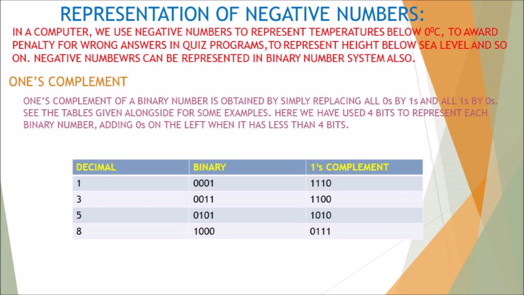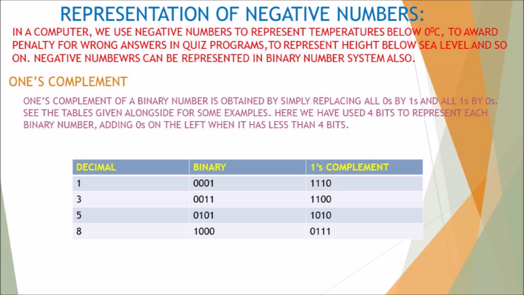So next is the representation of negative numbers. In decimals, we use negative numbers to represent values below 0. Whereas in binary also, we can represent negative numbers. There are many ways to represent negative numbers in binary. One widely used method is 2's complement representation. So for representing negative numbers in the binary number system, we use 2's complement representation. Before we find the 2's complement, we must find the 1's complement.